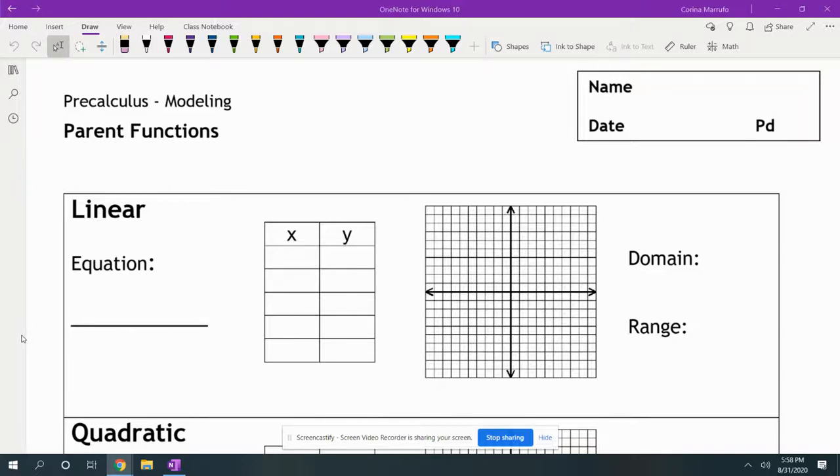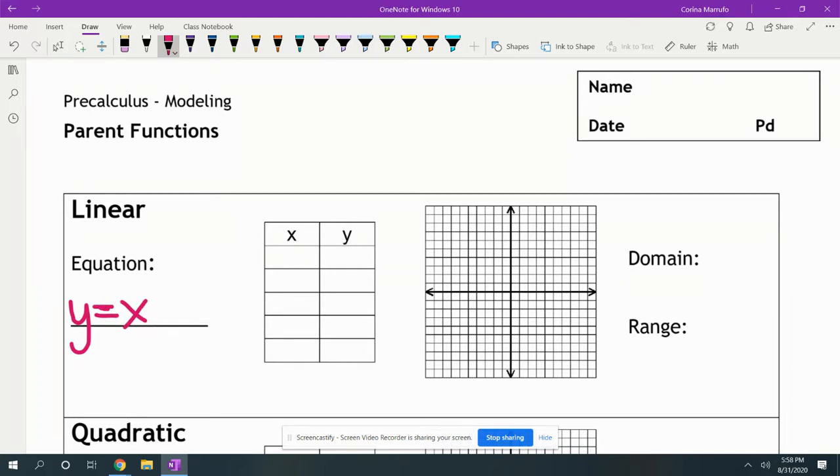All right, so the next topic that we're going to be covering is parent functions. When you have a parent function, we have several different types of parent functions. The first one we're going to cover is the linear function. With your linear function, your equation is y equals x. Your x is to the first power.